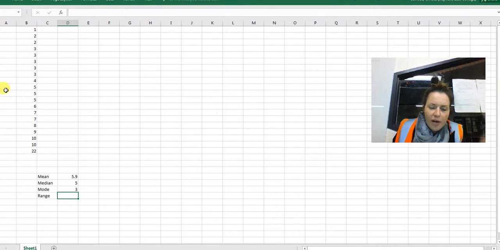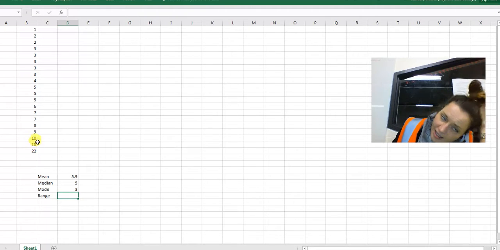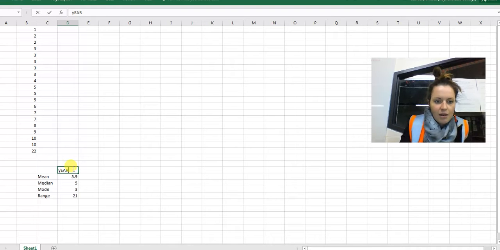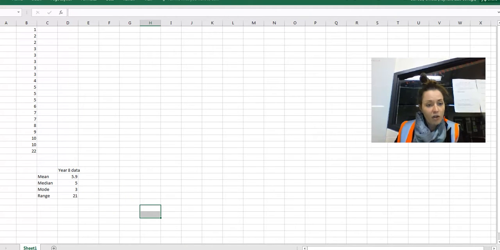And then your range is going to be your highest number subtract your lowest number. So my highest number is 22, subtract my lowest number, which is 1. My range is going to be 21. So that would be really important to include when you're analysing your results in your analysis part of your report.